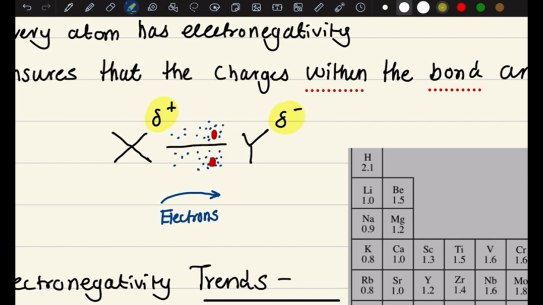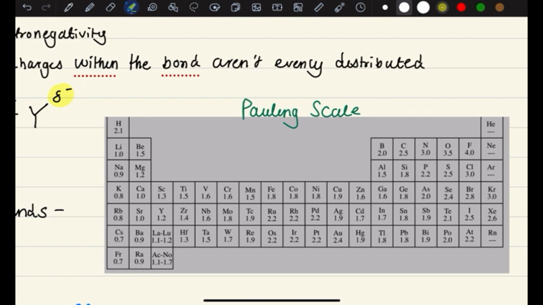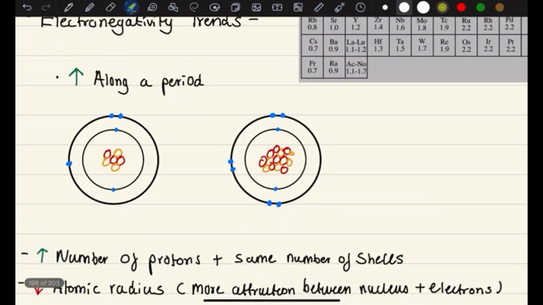And you can get the electronegativity values from the Pauling scale. So this is the Pauling scale of electronegativity. You can see here that the most electronegative element is fluorine. Yep. And that's basically it to do with the Pauling scale. If they ask you in an exam, they will give it to you to interpret. Cool. Now we just need to talk about trends in electronegativity.